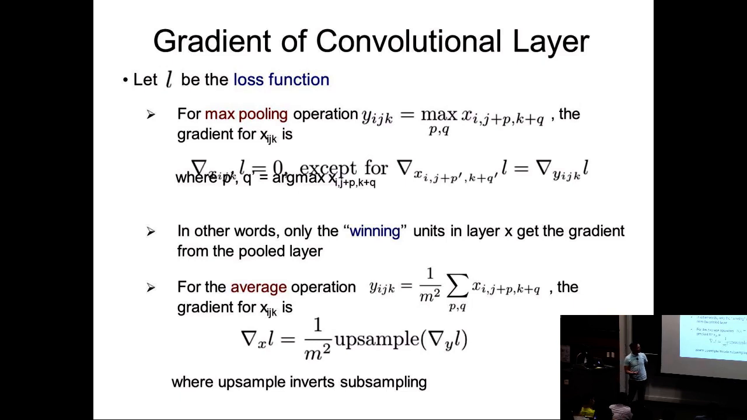For average pooling, it's the same thing, right? Averaging over multiple hidden units, you just compute the gradient, and then you use upsampling. Upsampling basically means sending the same gradient to all locations, right? Because if you averaged over 4 locations, you compute the gradient and send the same gradient to those 4 locations. So it's fairly simple to implement both of them.